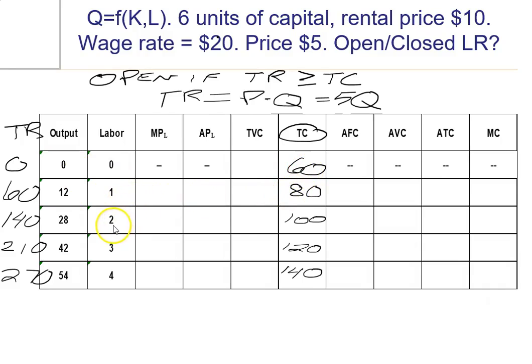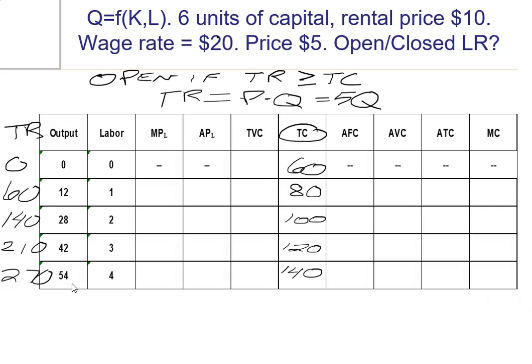But look, when output gets to 28 with 2 workers, now total revenue exceeds total cost, and you're making this difference of $40 in profit. This profit increases to $90 when you have 3 workers, making 42, and this profit expands even further to $130 when you have 4 workers, making 54. So in this example, the most profitable situation is making $130 in profit with 4 workers making 54 units of output.